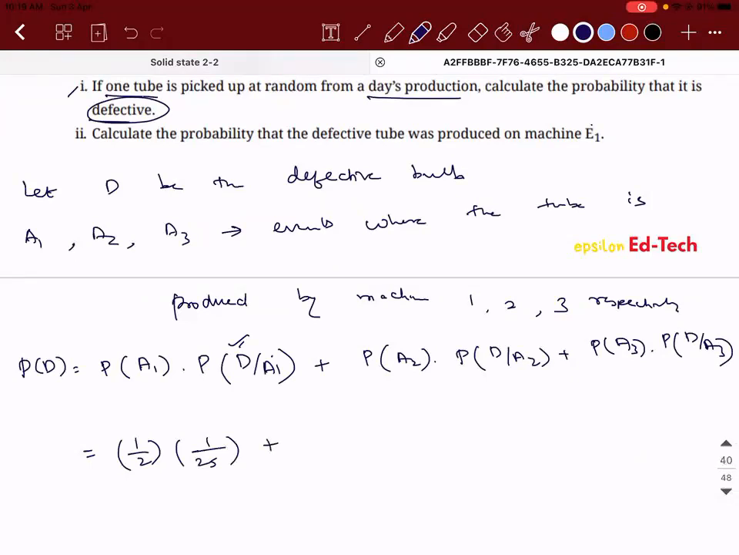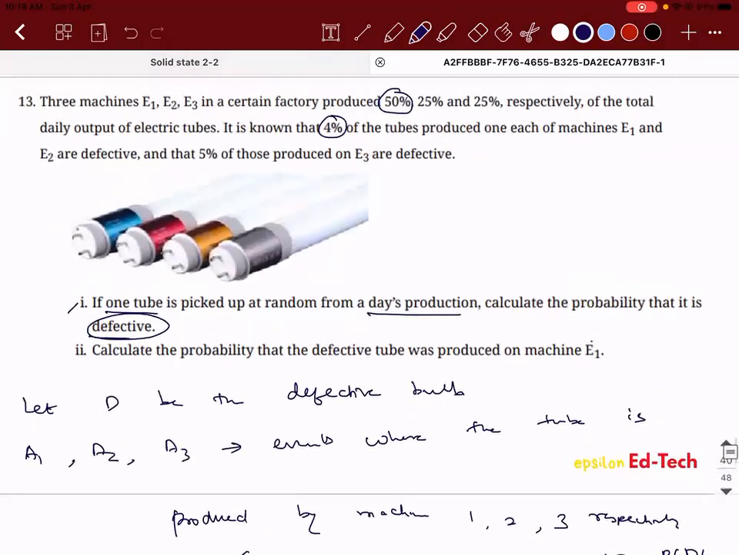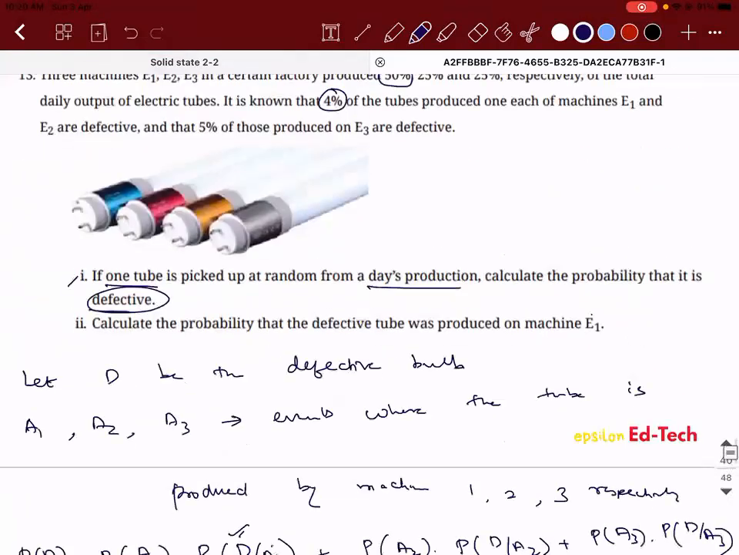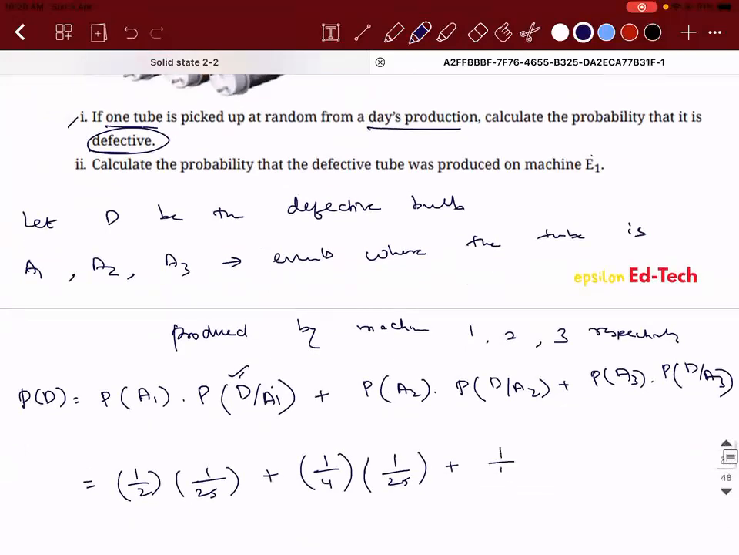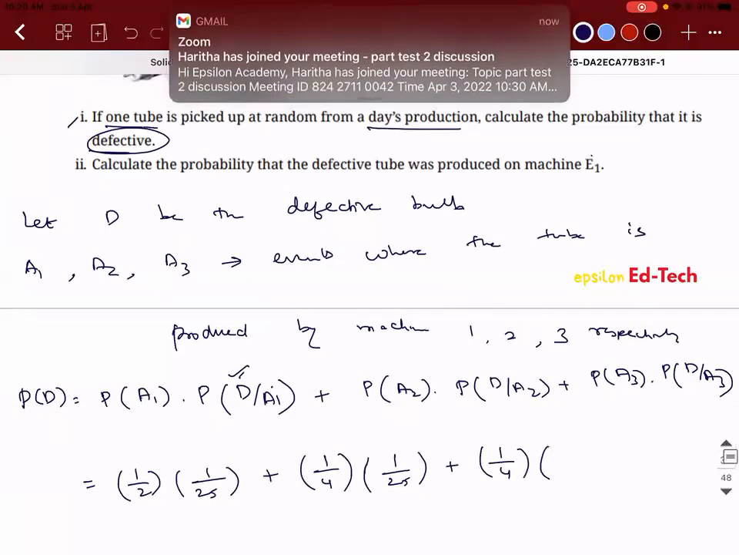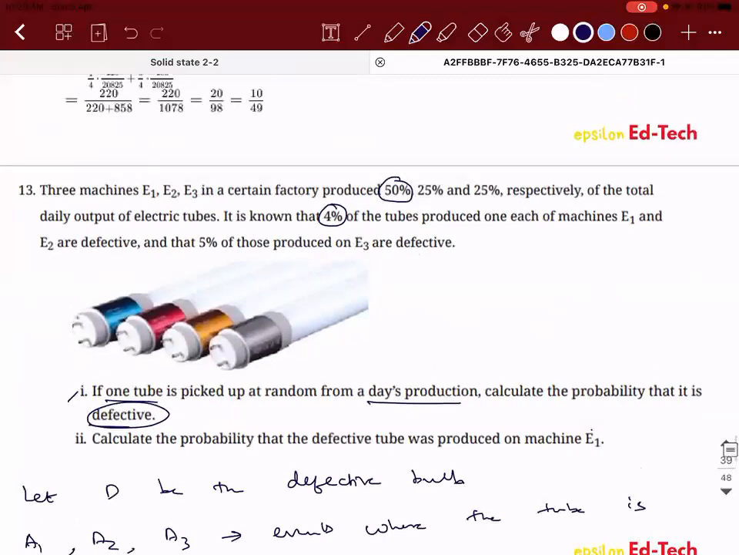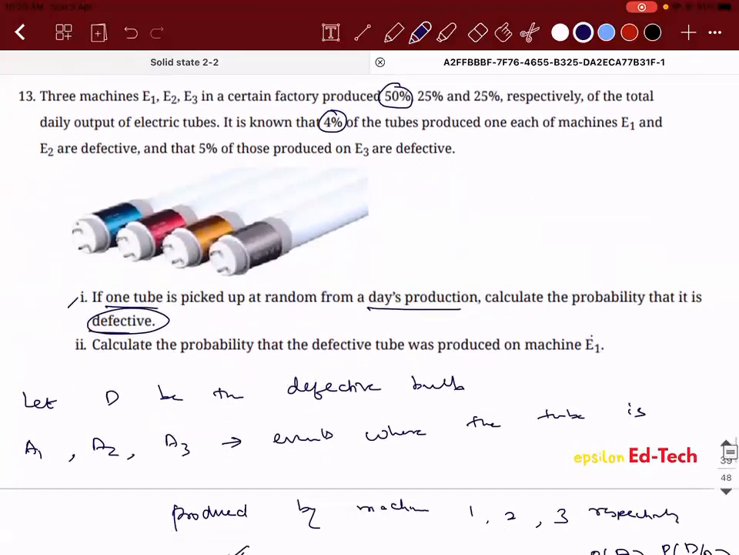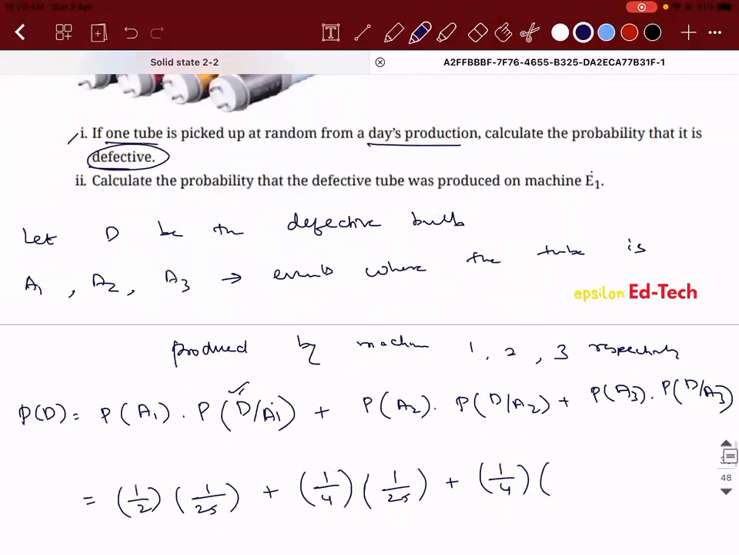Plus, what is the probability of A2? 25%. That is 1/4. Right. What is the probability of D given A2? This also has 4% probability. Plus the probability of A3 is how much? 25%, sir. That is again 1/4, into the probability of D given A3, which is what? 5%. 5 by 100. That is 1/20. Yes, sir.